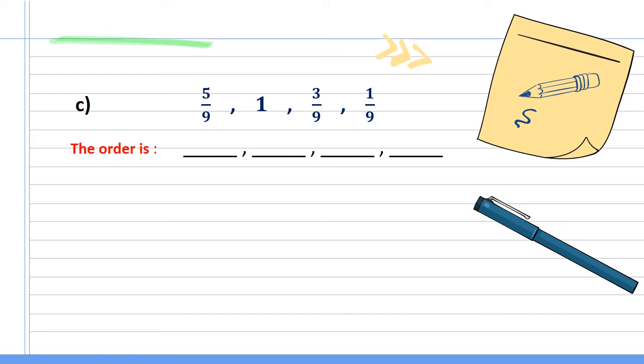And now I have 5 over 9, 1, 3 over 9, and 1 over 9. First, let's make this one a fraction like them. It will be what? 9 over 9. So, these are normal fractions. The denominator is the same.